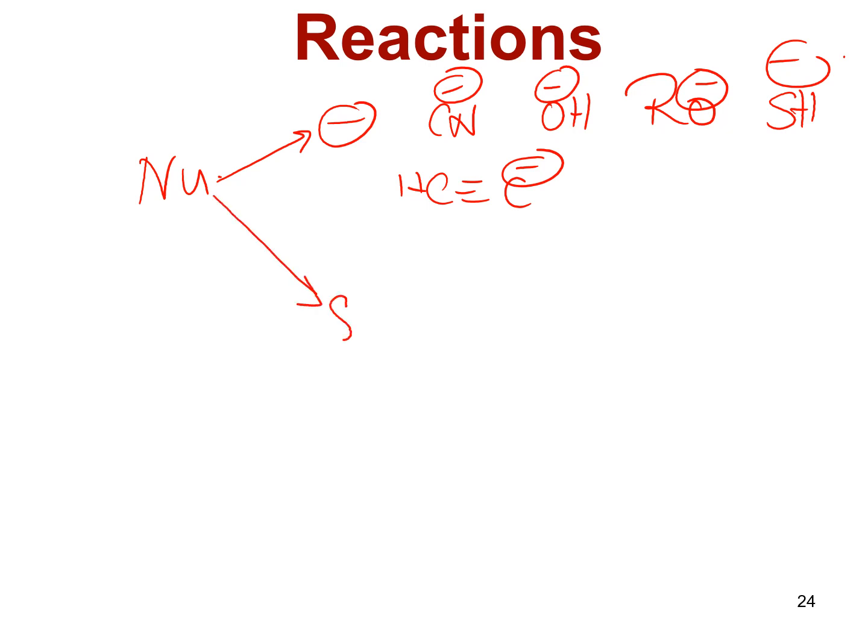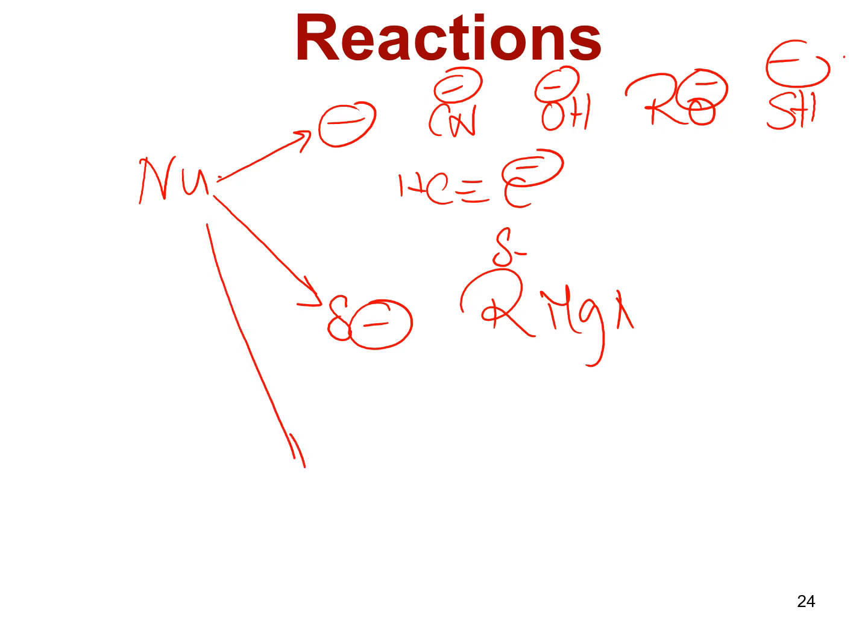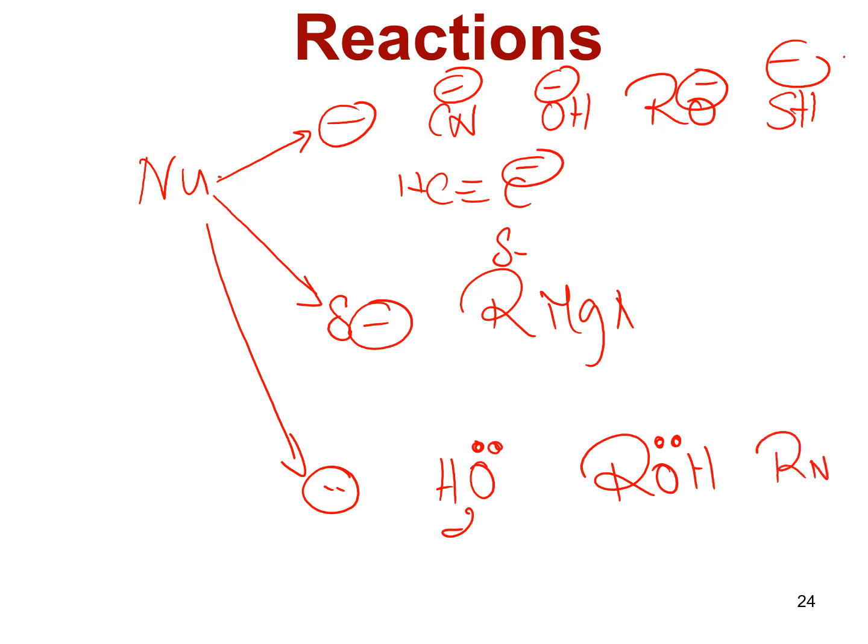It can be something that carries a partial negative charge, like a Grignard, for example, where its R will carry a partial negative charge. It can be anything that carries a lone pair of electrons, like a molecule of water. The oxygen of such a molecule will have a lone pair of electrons. A molecule of alcohol, its oxygen will carry a lone pair of electrons. And an amine, where the nitrogen will have a lone pair of electrons, and an ammonia molecule, where its nitrogen will have a lone pair of electrons. These are different examples of nucleophiles.